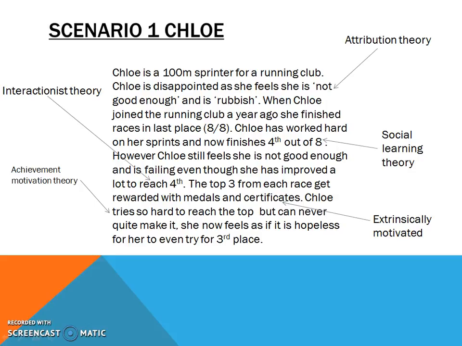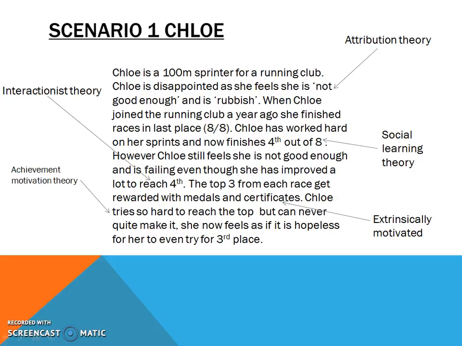So scenario 1, Chloe. Chloe is a 100-meter sprinter for a running club. Chloe is disappointed as she feels she is not good enough and feels she is rubbish. When Chloe joined the running club a year ago, she finished races in last place, 8th out of 8. Chloe has worked hard on her sprinting and now finishes 4th out of 8.